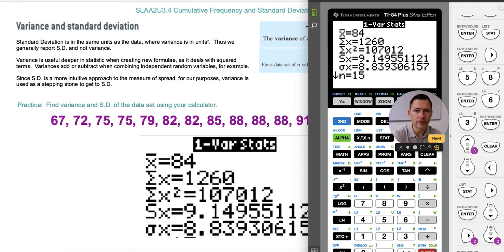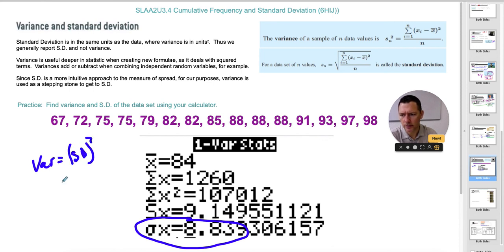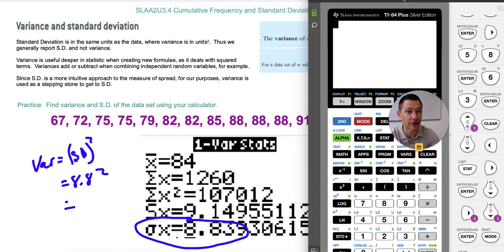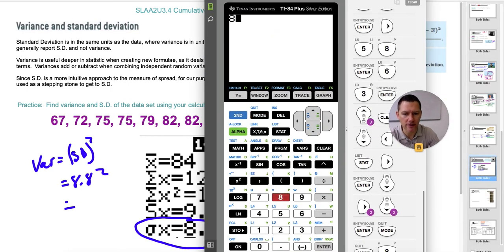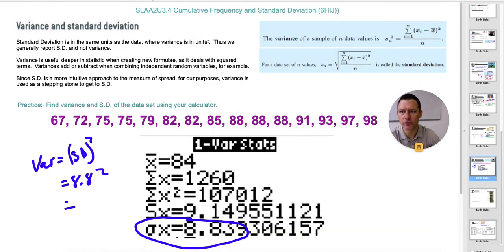Okay. Now that we have standard deviation, notice none of those is variance. So if they said, what's the variance? You'd say, okay, well, the variance is really standard deviation squared. So that's 8.8 squared. I do have a calculator right here. So you could say 8.8 squared. 77. Go ahead.